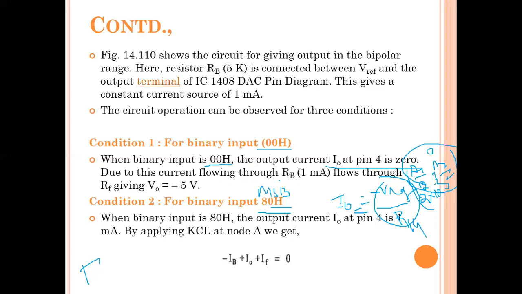So due to this current flowing through RB, that is 1 milliamp current, the resistor RB we are considering to be 5 kilo ohms. So instead of going through R14, if it passes through this 5 kilo ohms, then you will be having this current, I0 will be equal to 1 milliamp. And this current will flow through the RF, giving output voltage equal to minus 5 volts.